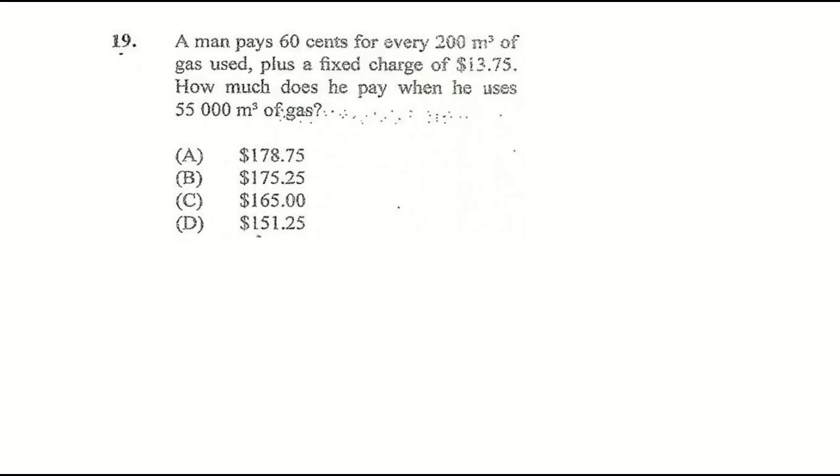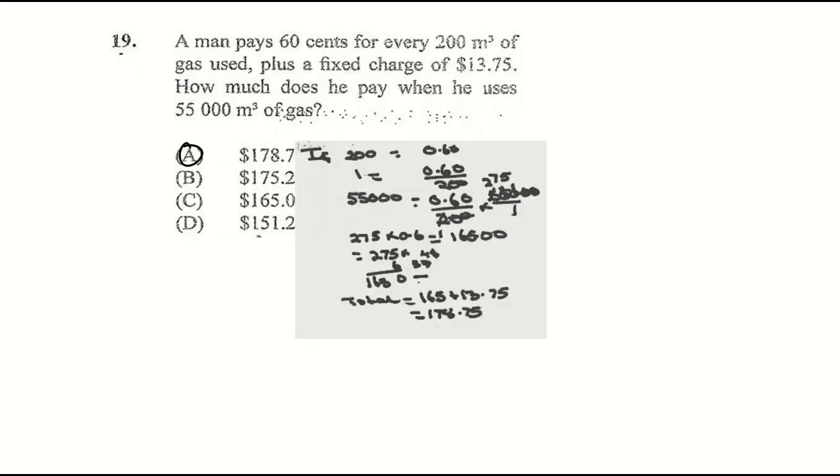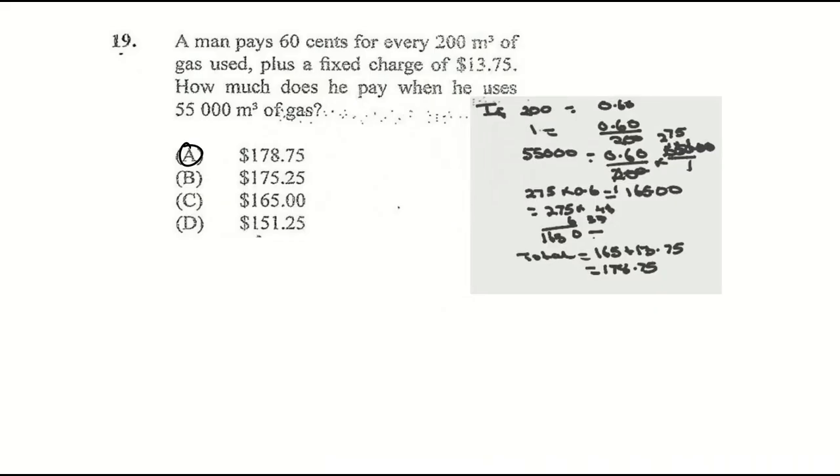Let's go to number 19. Number 19, this is a repeated question, I believe. Yes, the answer was $178.75. Right, the working for this. Should I do it? No, this question is a repeated question. Right, we found out for the 55,000 was 165. Right, and 165 plus 13.75 is $178.75, right?